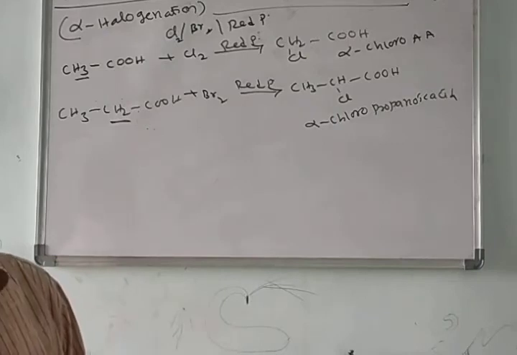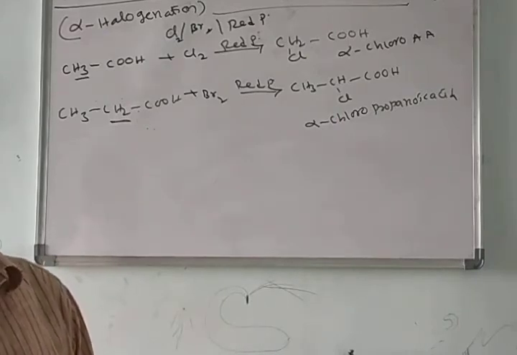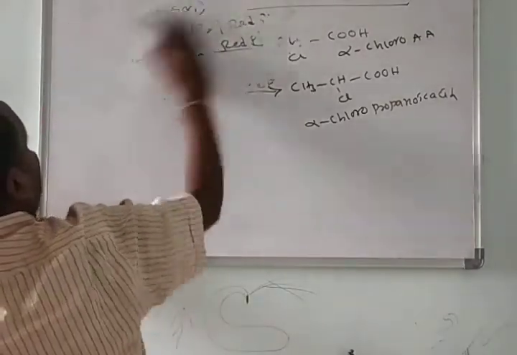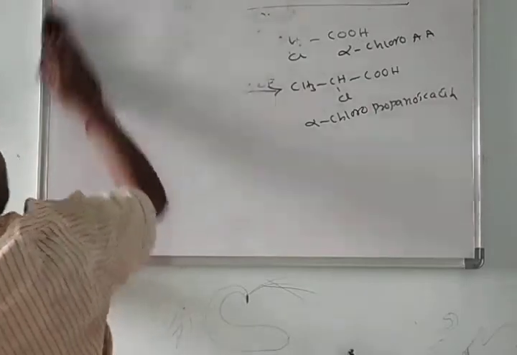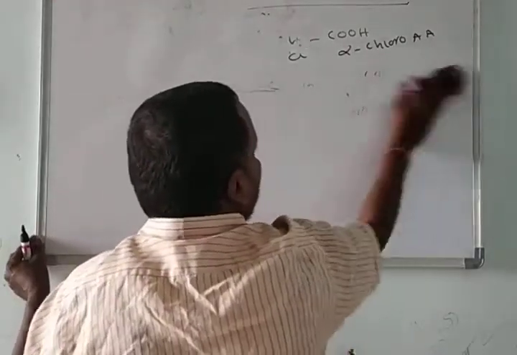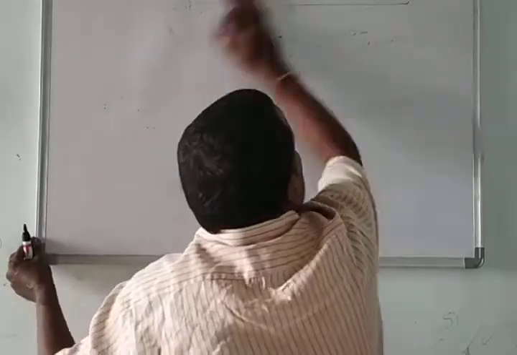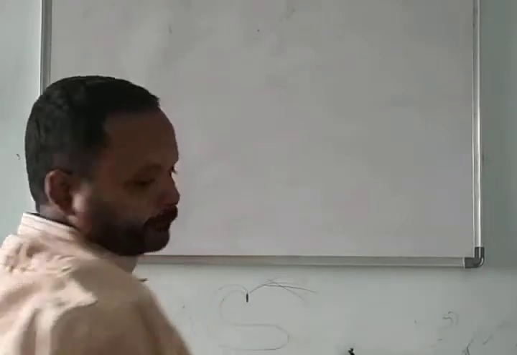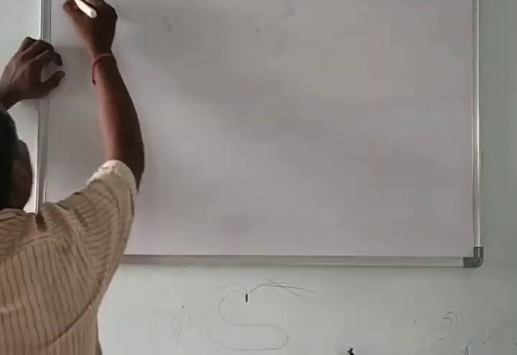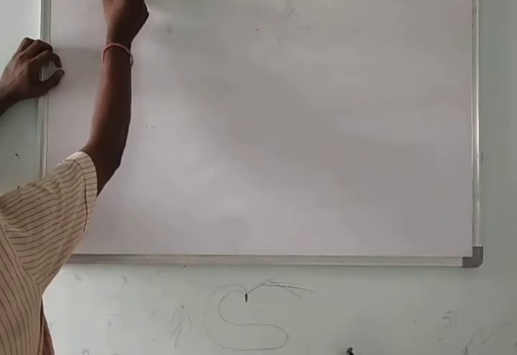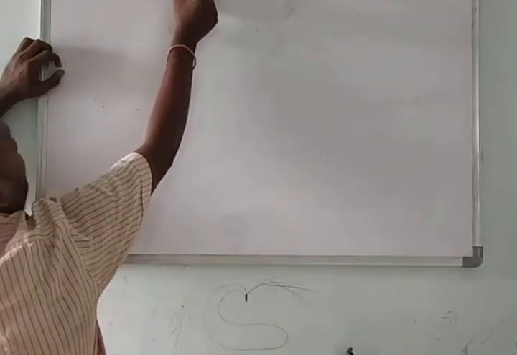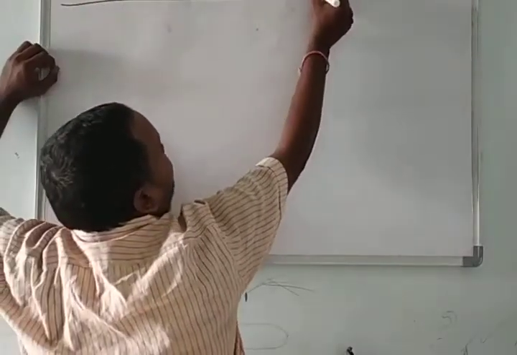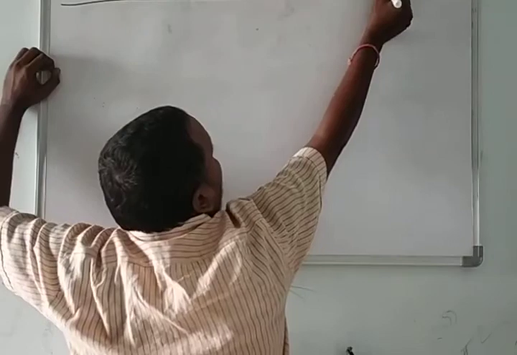Okay, in continuation we'll see the Diels-Alder reaction. What is the Diels-Alder reaction? It is one of the addition reactions, a cycloaddition reaction. All addition reactions are green reactions, so this is also one of the important green reactions.